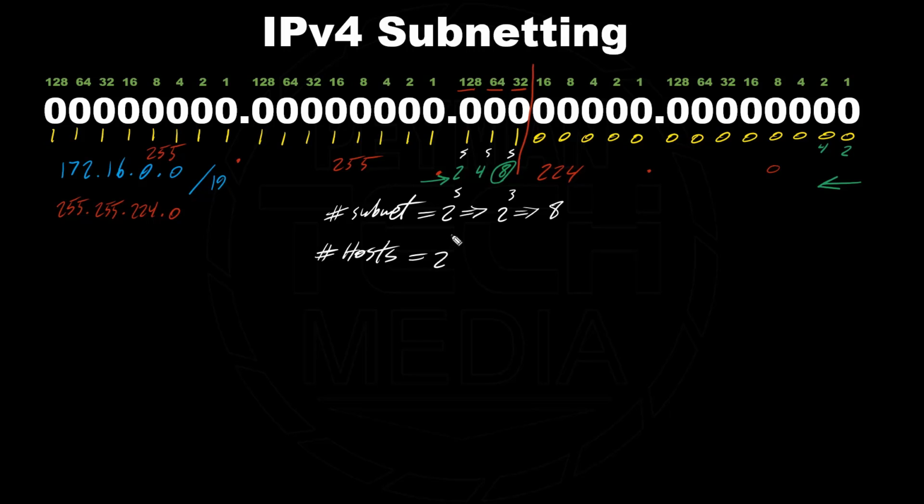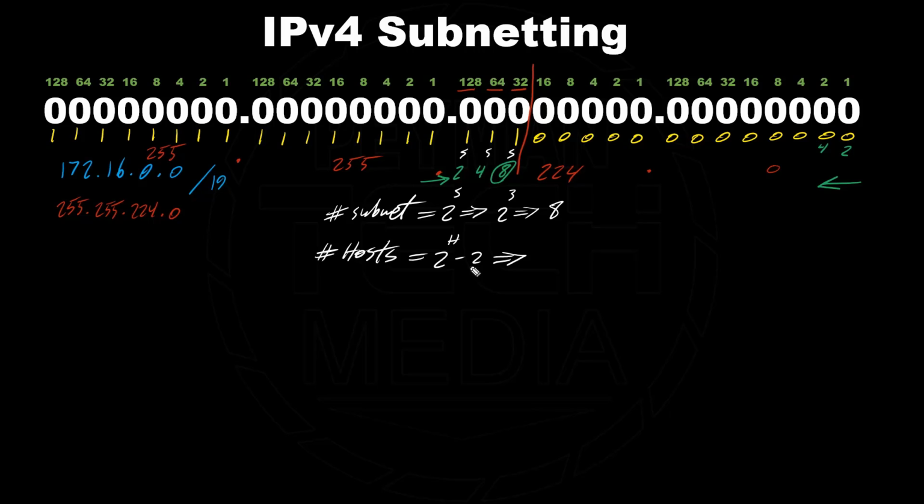2 to the power of host bits minus 2. Why minus 2? Because one address is used for the network address and one address is used for the broadcast address. We cannot assign them to the computers on the network. They are reserved for the network address and the broadcast address. That is why we have to do the minus 2 in order to get the total available IP addresses.